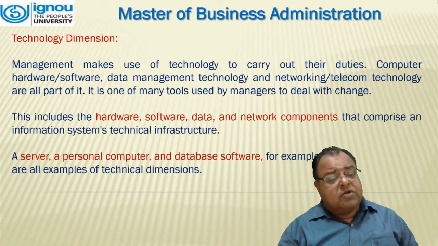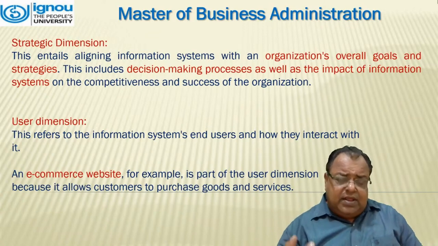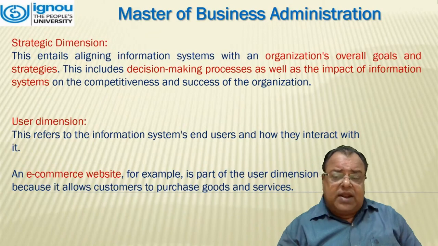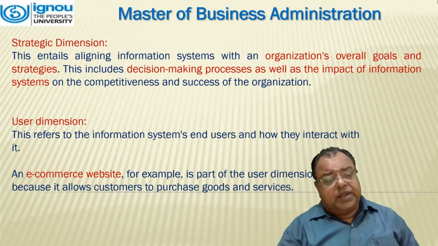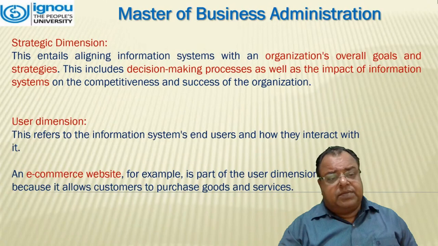examples of technical dimensions. Then come strategic dimensions. This entails aligning information system with an organization's overall goals and strategies. This includes decision-making processes, as well as the impact of information system on the competitiveness and success of the organization.